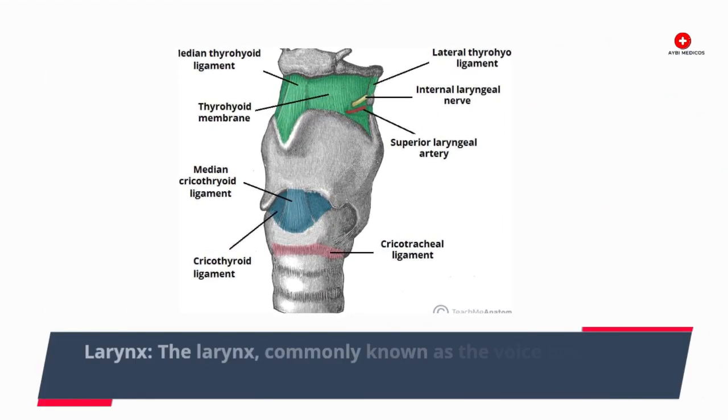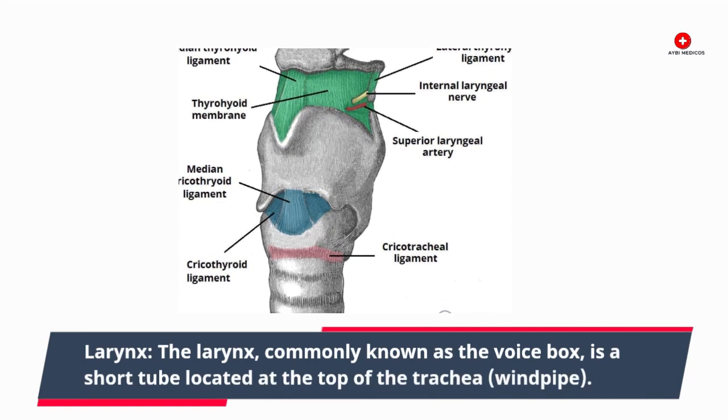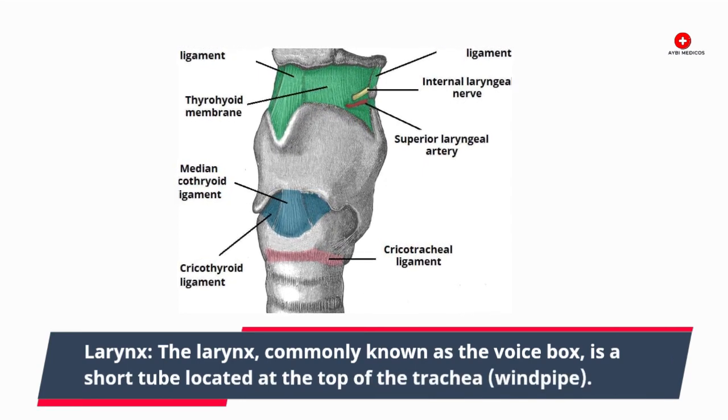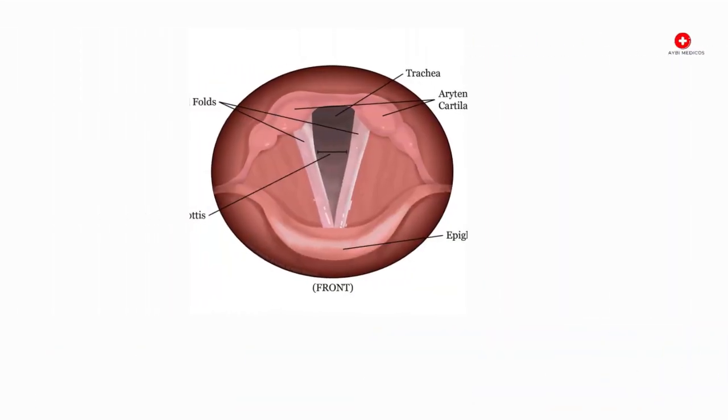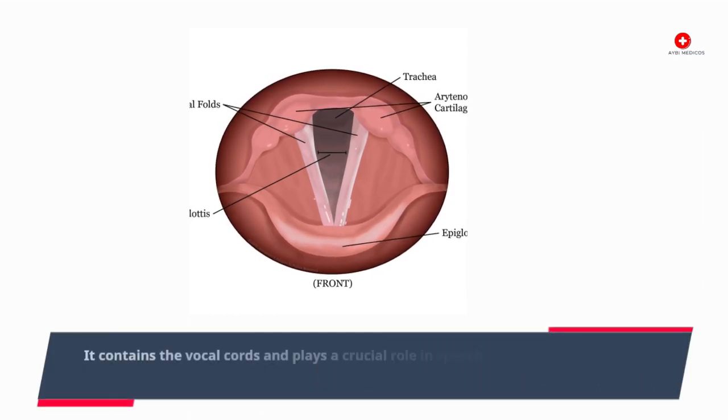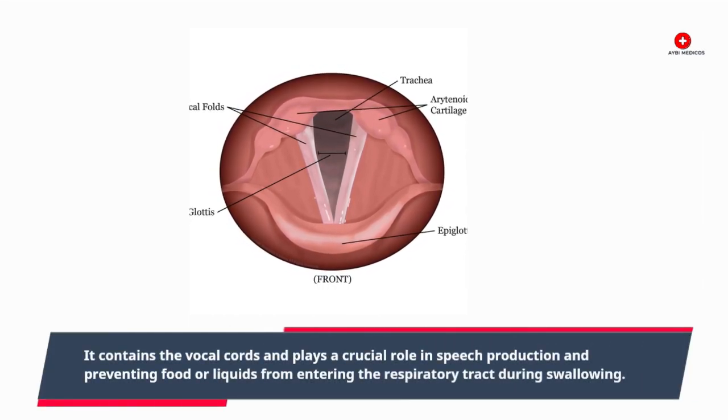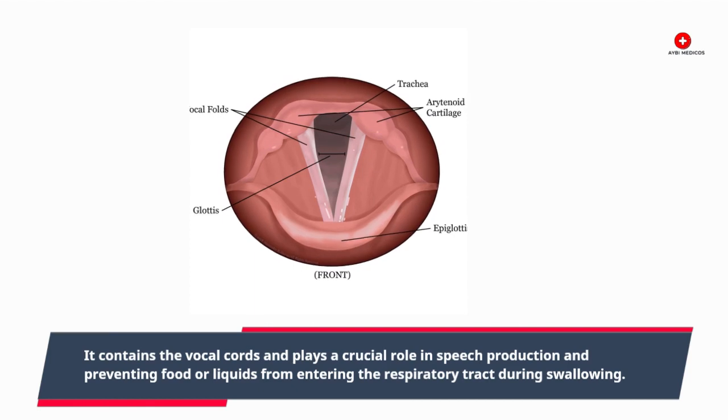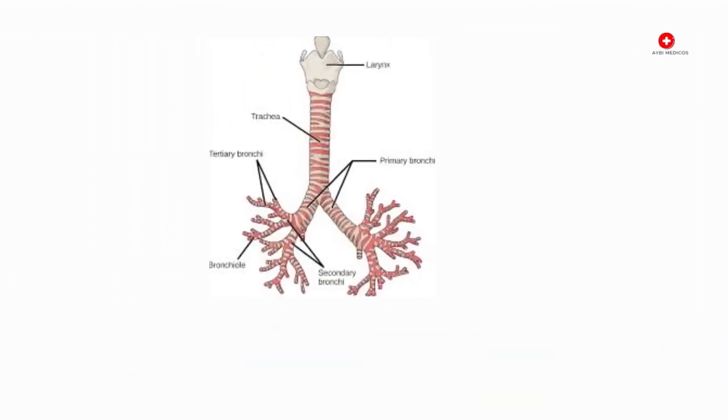Larynx. The larynx, commonly known as the voice box, is a short tube located at the top of the trachea, or windpipe. It contains the vocal cords and plays a crucial role in speech production and preventing food or liquids from entering the respiratory tract during swallowing.